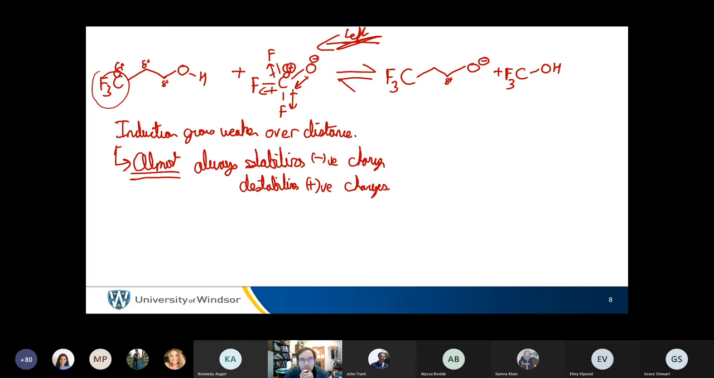So the closer the fluorines are, the bigger the effect. The closer the center of induction, the bigger the effect. The pole is lessened by distance. Oh, yeah, okay. On the left-hand case, it is not lessened by distance, but the pole is always lessened by distance.